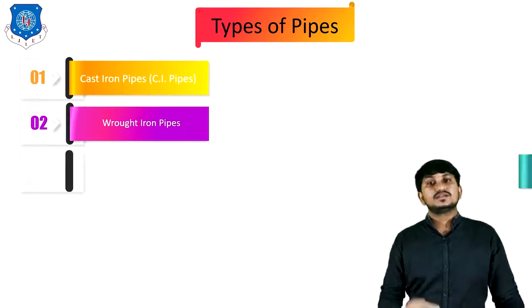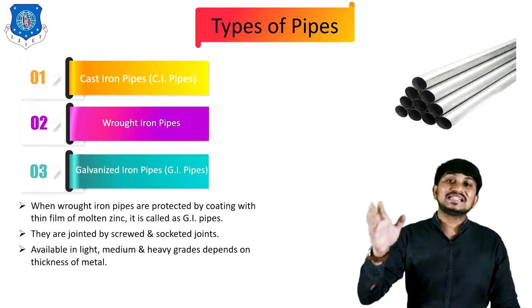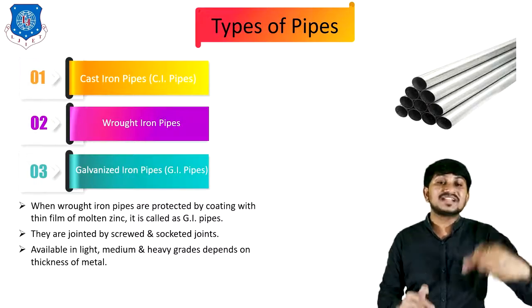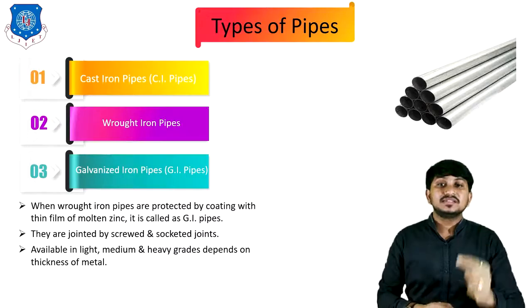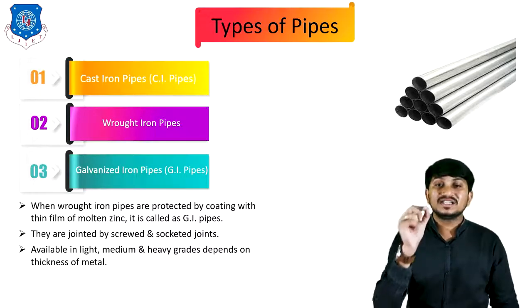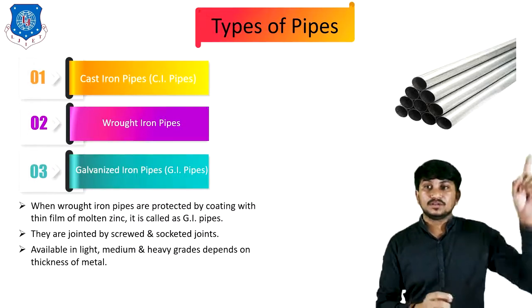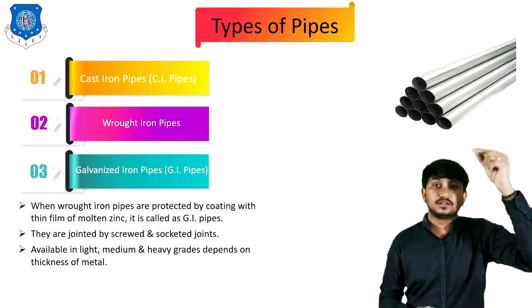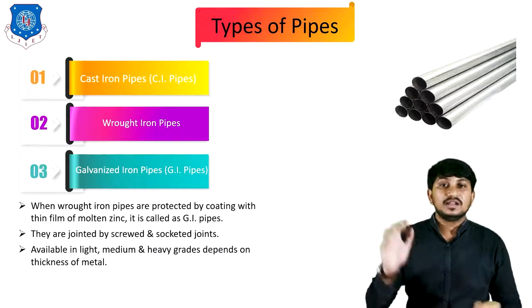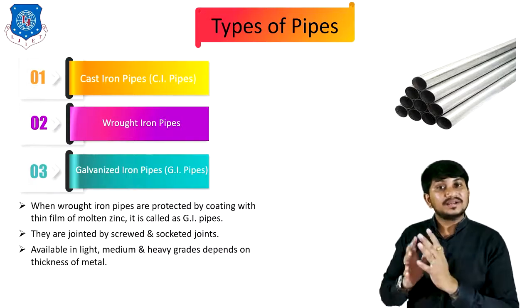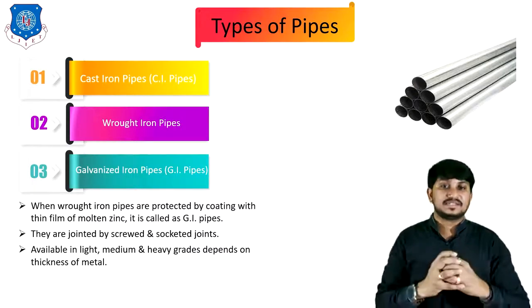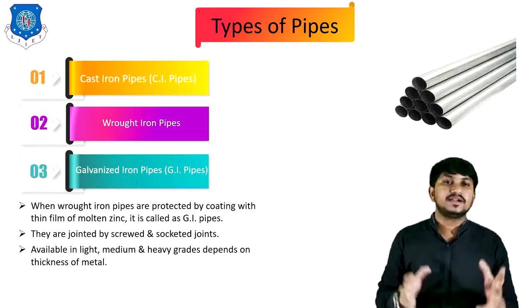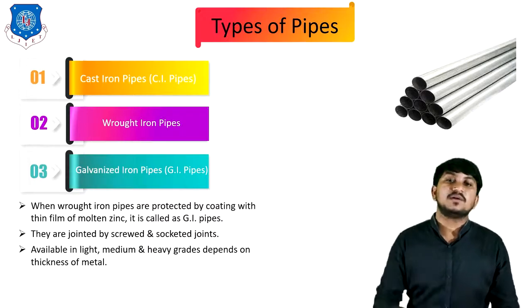Third type of pipe is galvanized iron or GI pipes. When wrought iron pipes are protected by a coating with a thin film of molten zinc, it is called a GI pipe. So in wrought iron pipe, one layer is added, which is a zinc layer. It is called galvanized iron pipes. They are jointed by screwed or socketed joints like this. It is available in light, medium and heavy grades, depending on the thickness of the metal.